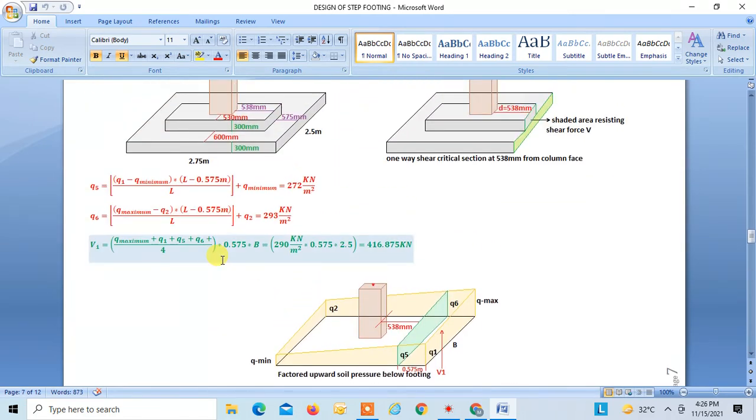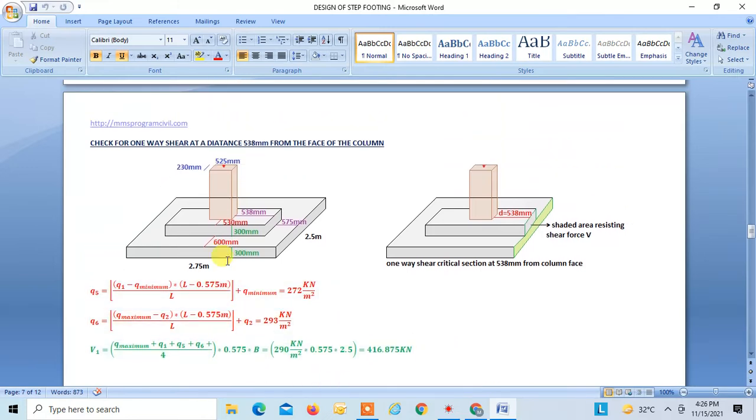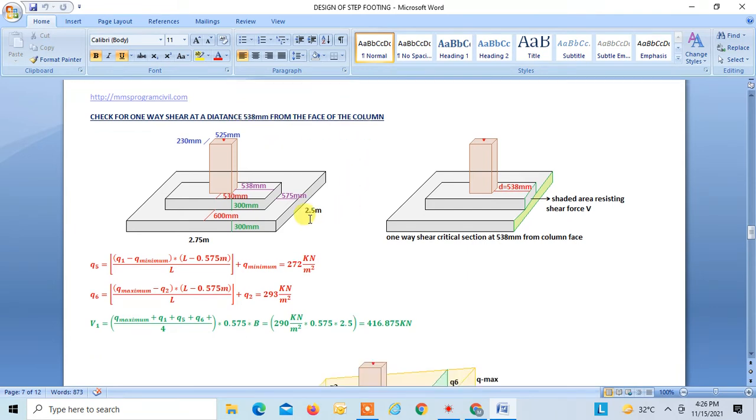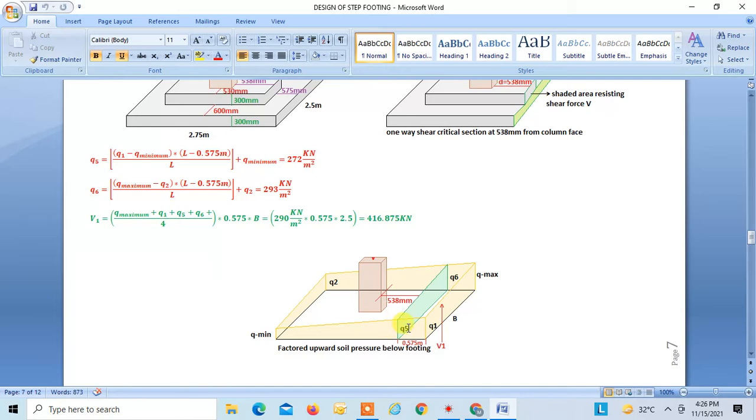Okay, so check for one-way shear at a distance 538 mm from the face of the column. You know the upward soil pressure diagram. From that you can find Q5 and Q6. Q5 is 272 and Q6 is 293, taking the average.